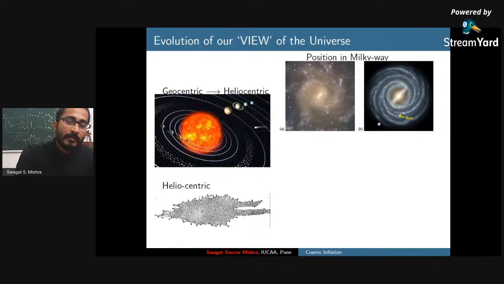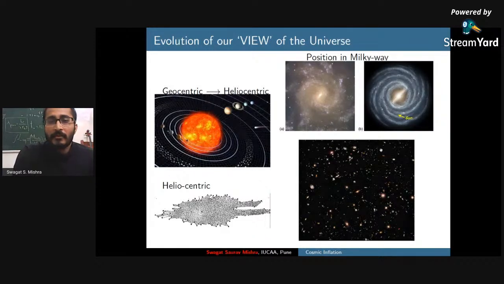From there, we went to discovering that there are so many galaxies in the universe. In fact, we know there are at least 10^11, 100 billion galaxies in the universe. And if I look at the sky, and I have a good telescope, let's say Hubble Space Telescope, and I project it about the size of the moon, so it's 1 square degree, I would see about 10,000 galaxies like this.